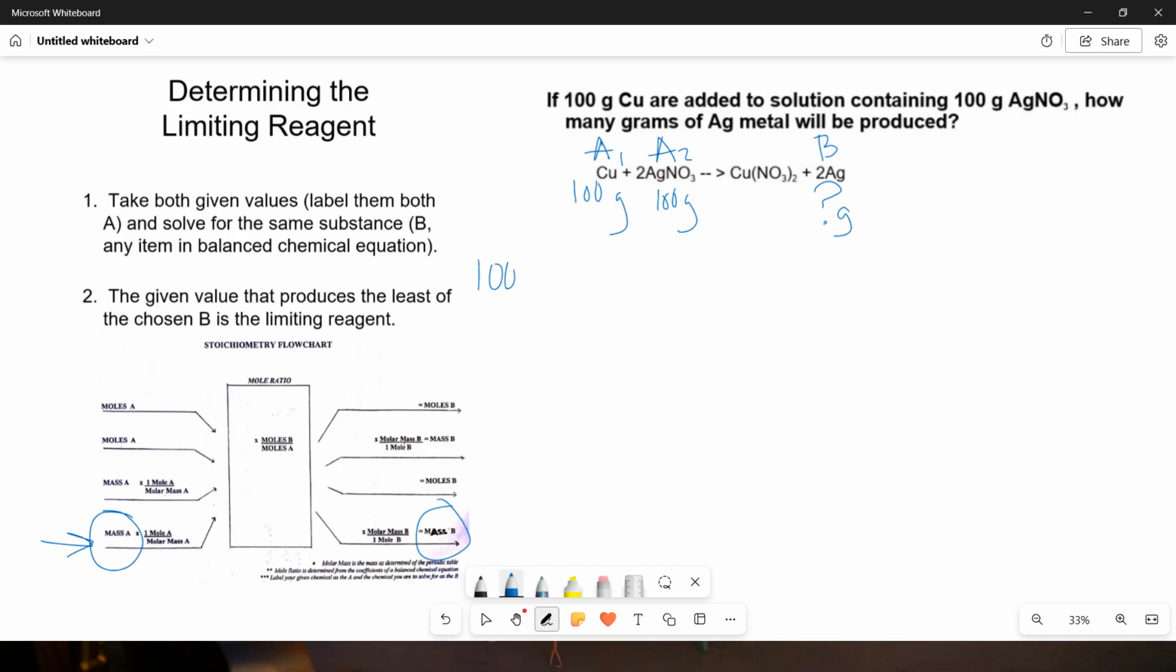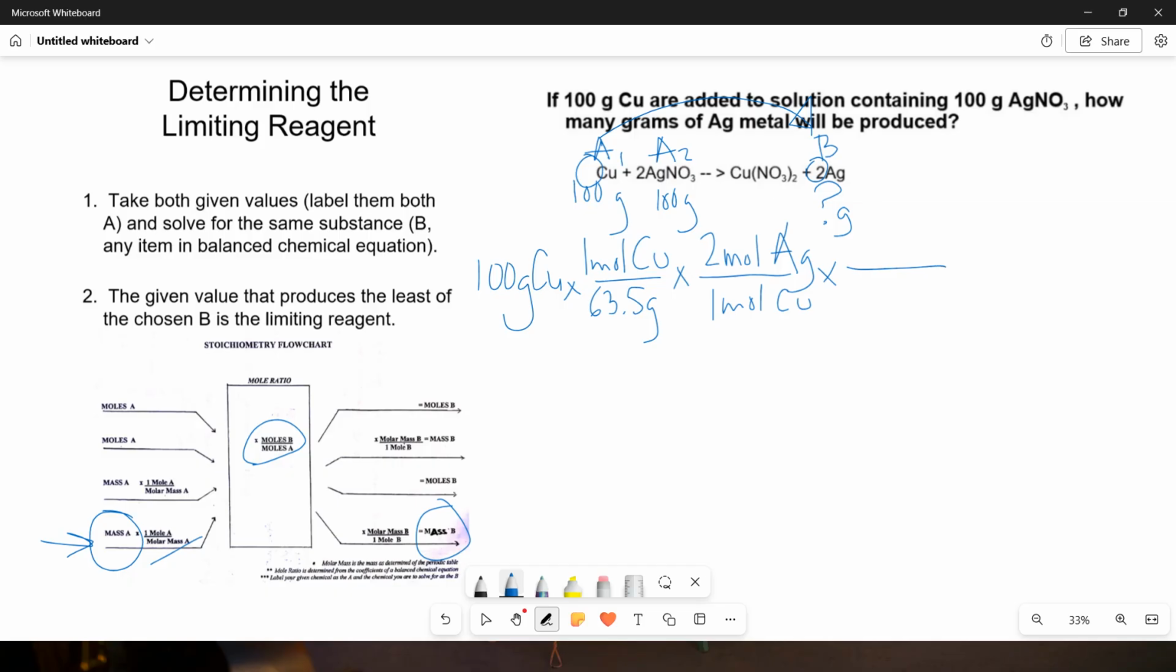So setting up the line problem, we have 100 grams of copper. The next step is to multiply by 1 mole of copper over its molar mass off the periodic table. And if I look that up, it's 63.5 grams. The next step is to multiply by the mole ratio of the balanced equation. So that comes from the coefficient. So copper has 1 mole, and we're going to solve for the same B. In other words, I'm going from A1 to B in this first line, and there are 2 moles of silver, which is RB, because of the coefficient there.